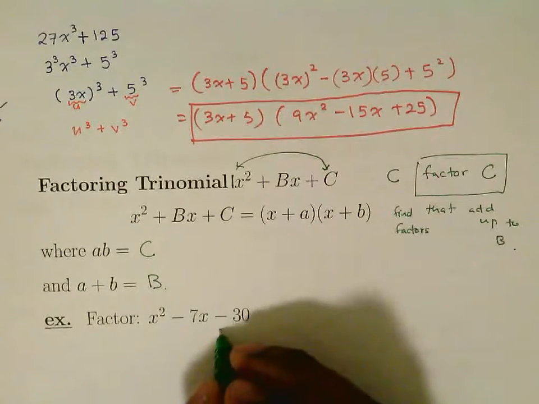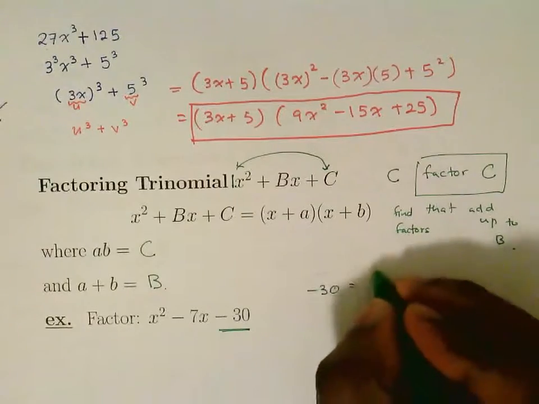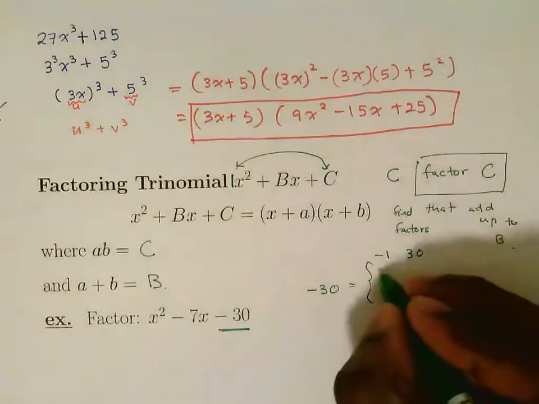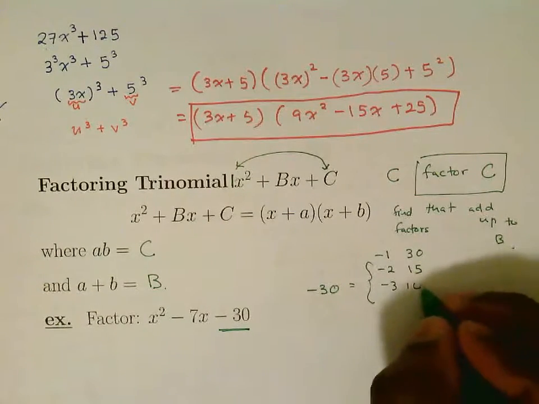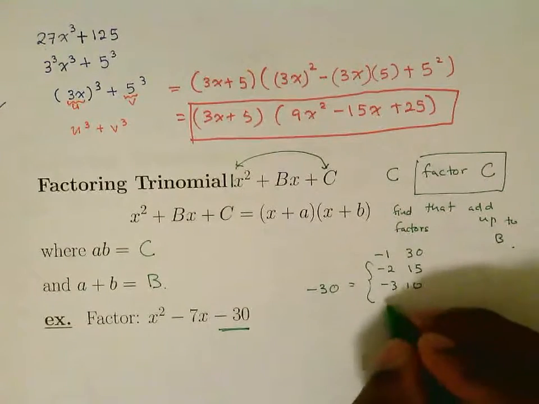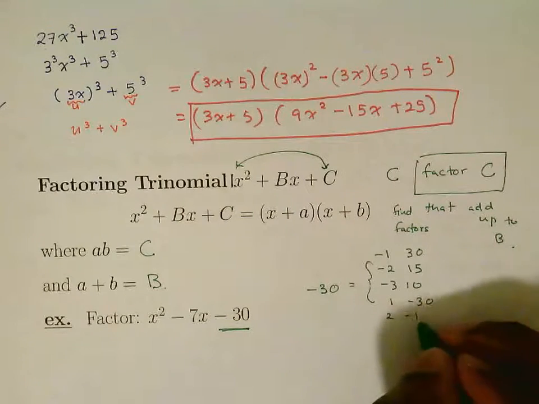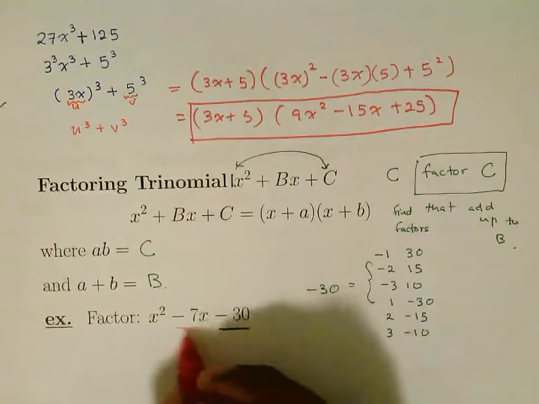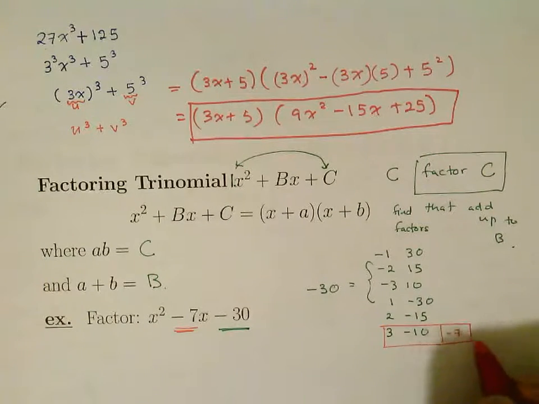Now let us look at this. Factor negative 30. Well, there are sort of factors. 1 times 30, negative 1 times 30, negative 2 times 15, negative 3 times 10. That's about it. And of course, 1 times negative 30, 2 times negative 15, and 3 times negative 10. Now, see what factor gives you negative 7. And of course, it's this factor. It gives you negative 7.